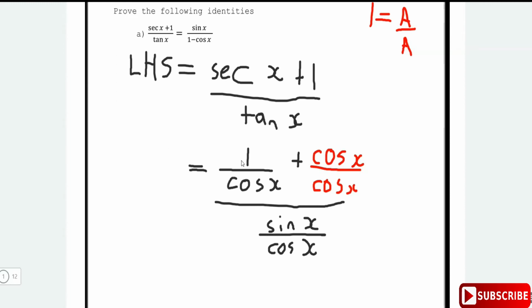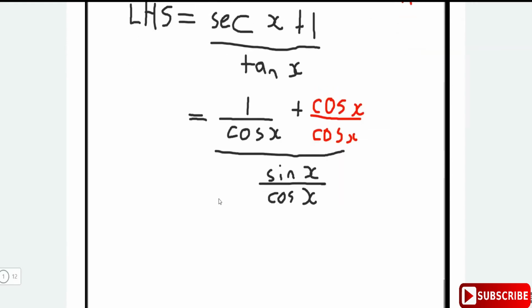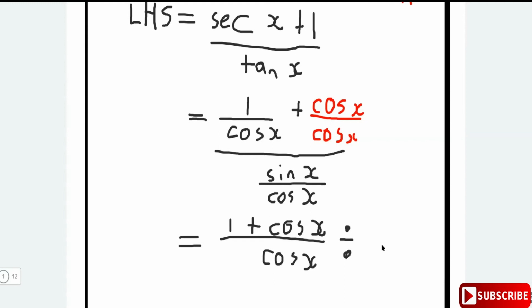Doing that allows us to add the numerators together, and that becomes 1 plus cos x, all divided by cos x, because when you're adding two fractions with the same denominator, you add the numerators together. So we get (1 + cos x) over cos x, and it is divided by sine x over cos x.